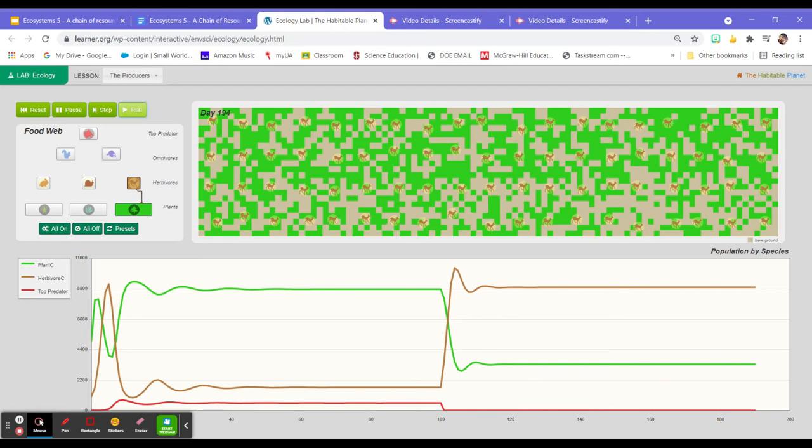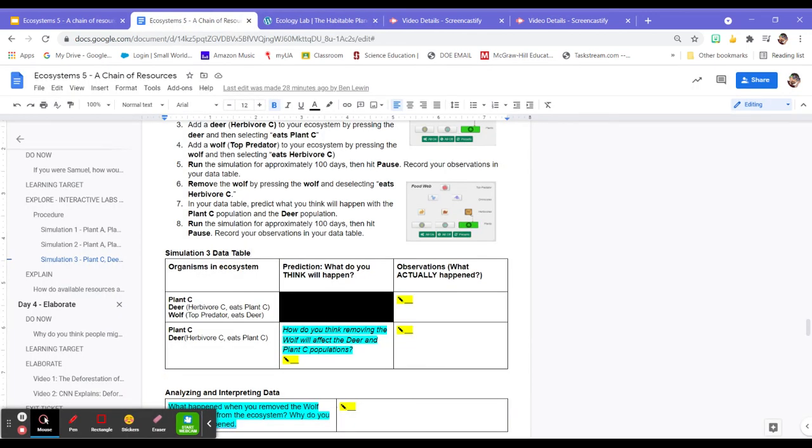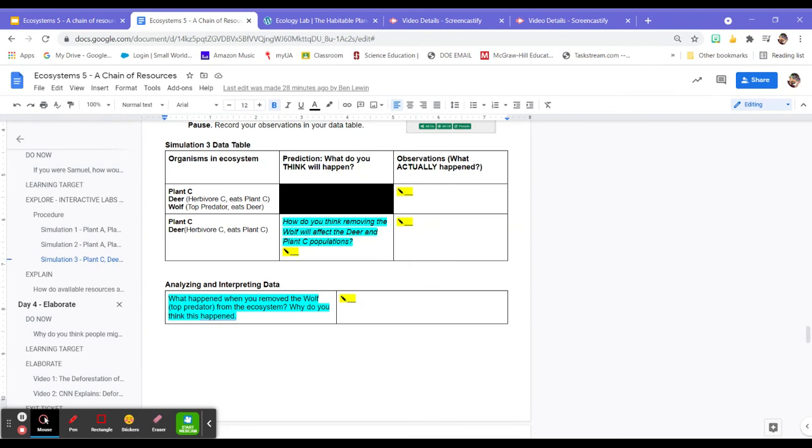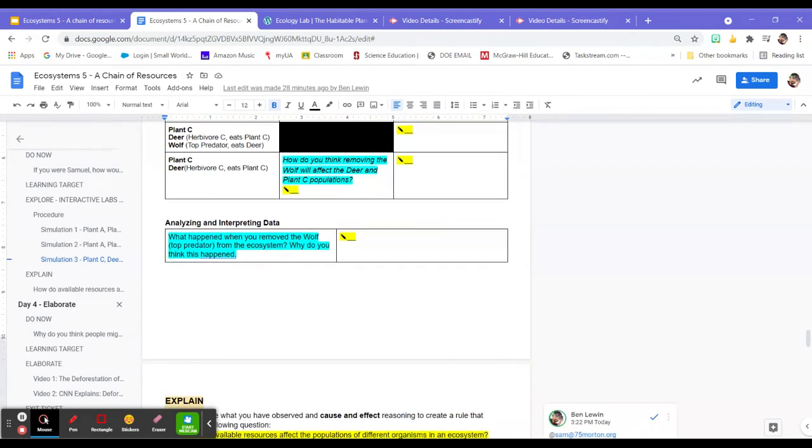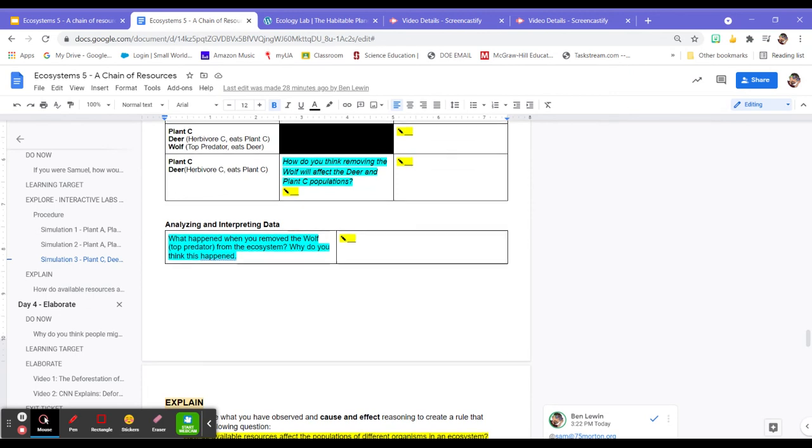So now we're at 200. And again, record your observations. What actually happened? And then you are going to complete your analyzing and interpreting data questions. Okay? I hope this was helpful. And again, I think it's a good idea for you to run the simulation on your own so you can see if you get the same results more than once.